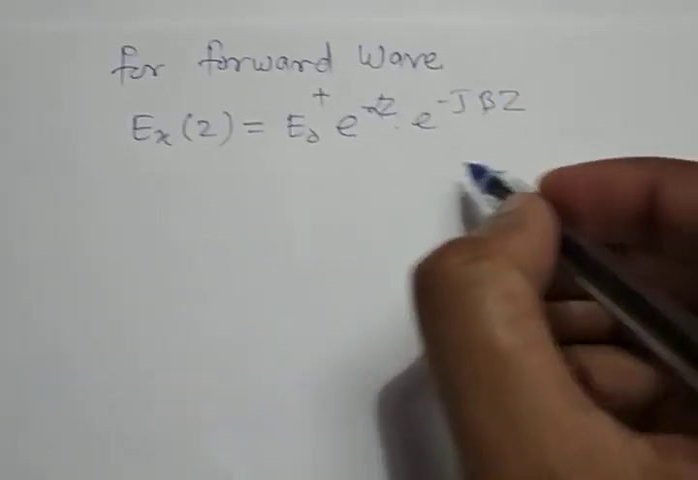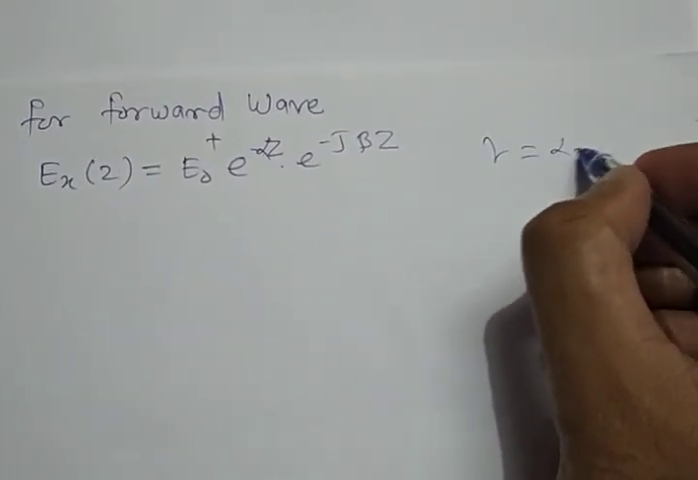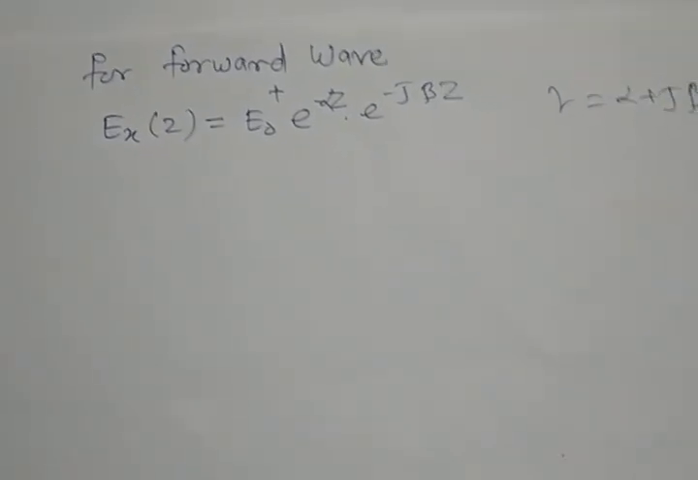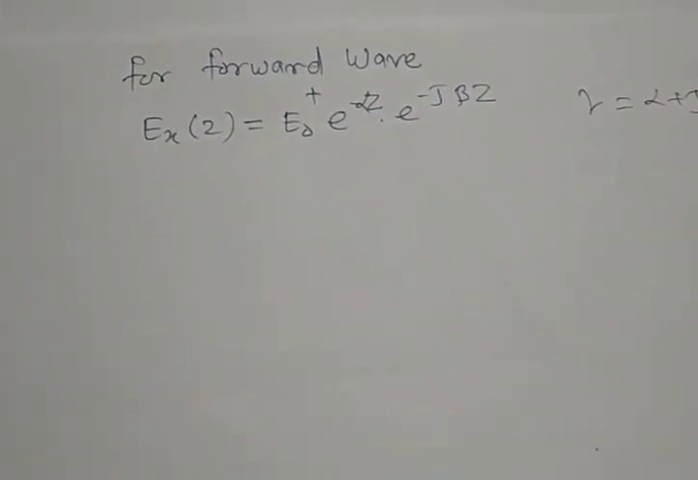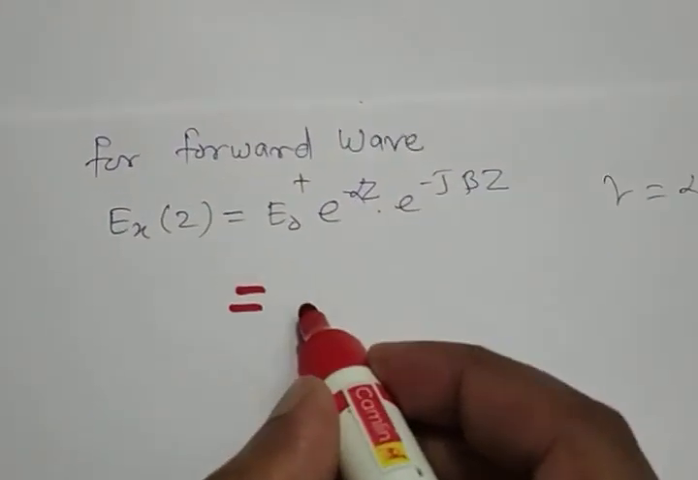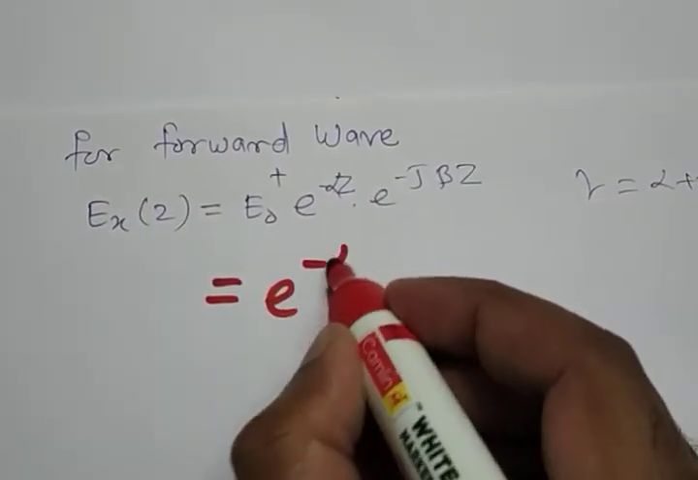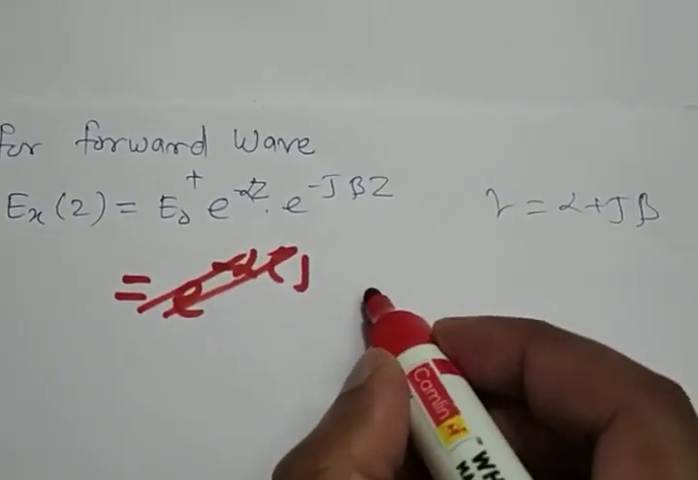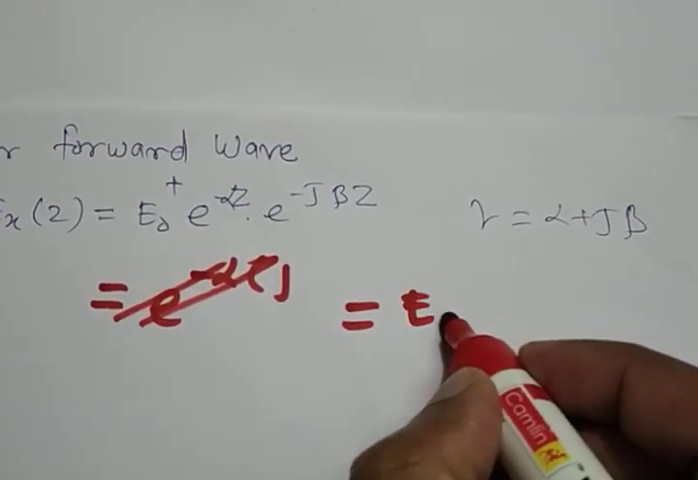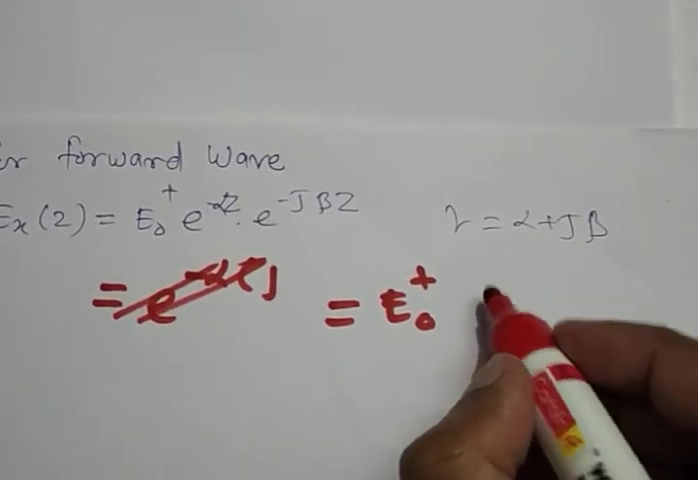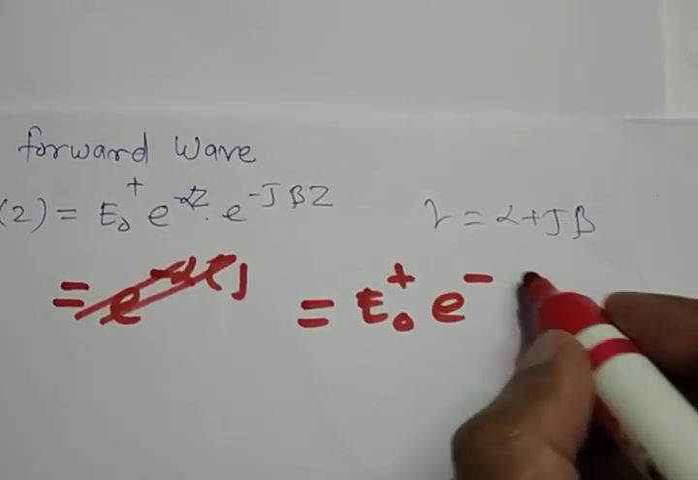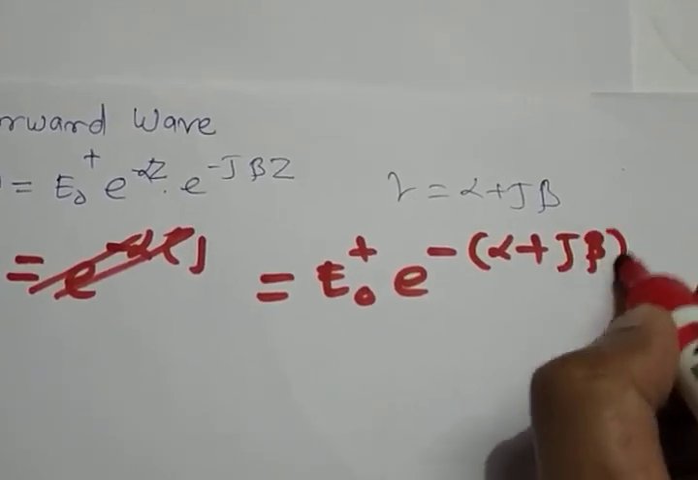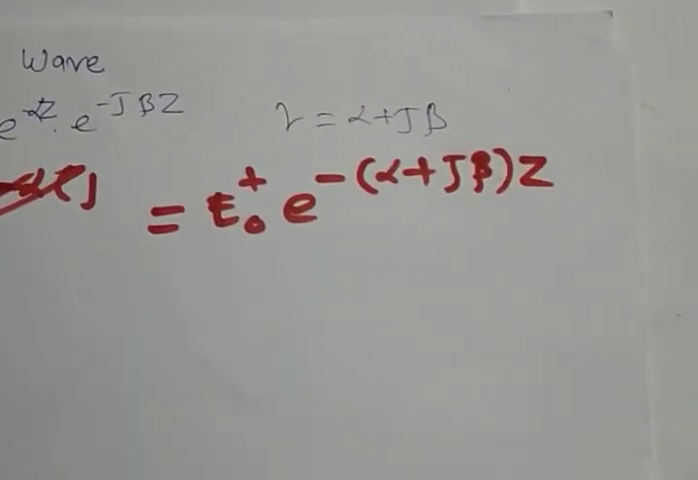This is nothing but the gamma concept, alpha plus j beta. We can write it in terms of gamma also. Say this will become e to the power minus alpha, sorry, this is e naught plus e to the power minus alpha plus j beta, which is traveling in z direction.